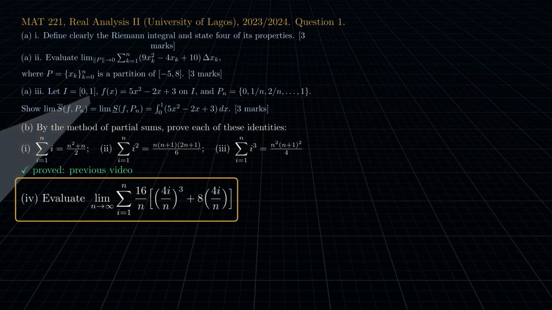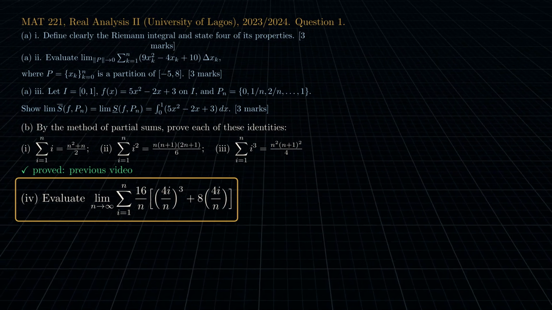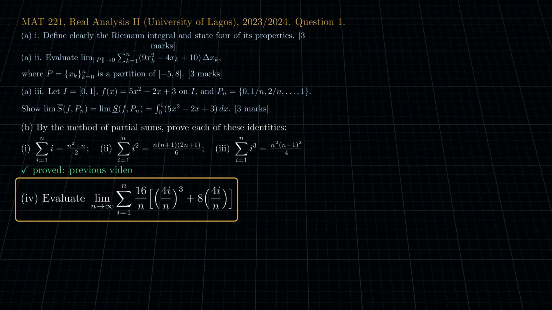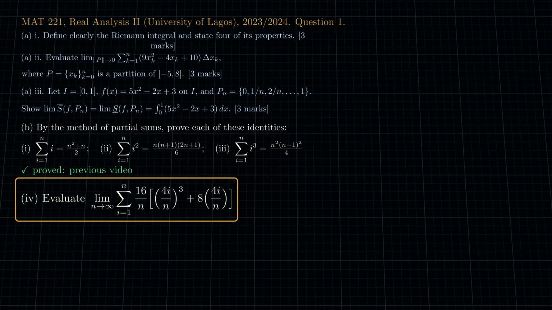Look at the shape. A sum of n pieces, each carrying a factor with an n underneath, which shrinks as n grows, and a bracket depending on i, the piece number.